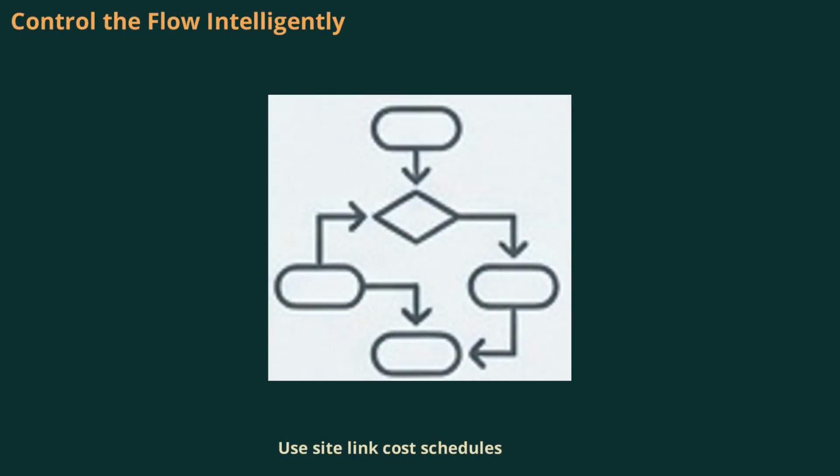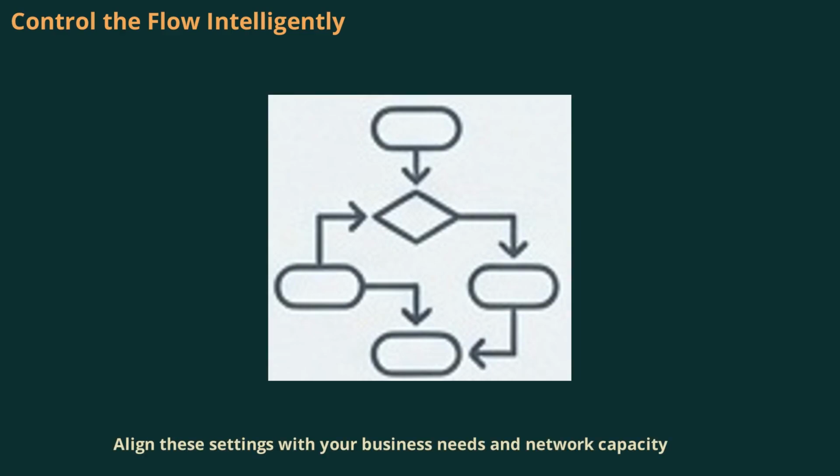Use site link cost, schedules, and intervals to intelligently control replication flow. Align these settings with your business needs and network capacity. Intelligent control ensures that replication supports both operational efficiency and reliability, adapting to changing conditions as your organization grows.